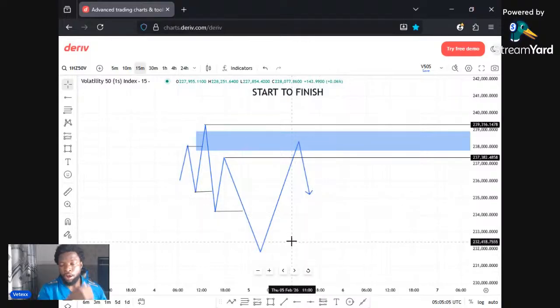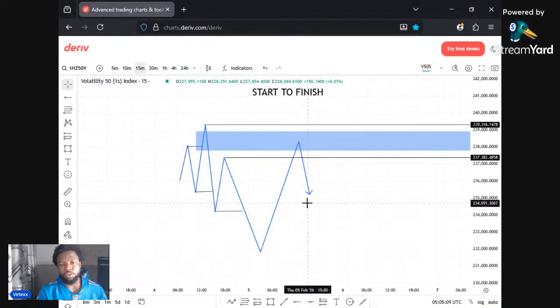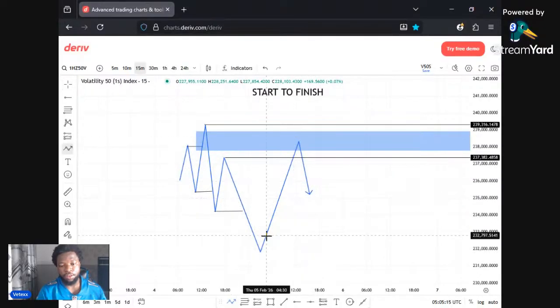Okay, so let's say you are doing this analysis from the weekly time frame to the daily time frame. Now, on the weekly time frame or the daily time frame, price has already told you where it's going to be coming from. Okay, this is the starting point, and this is the finish point.